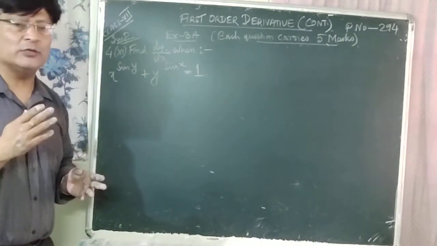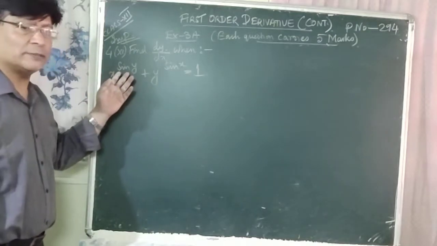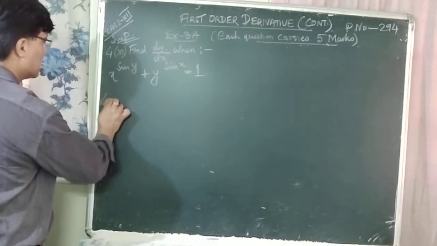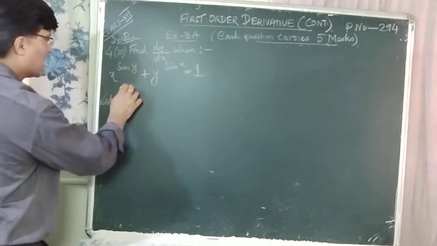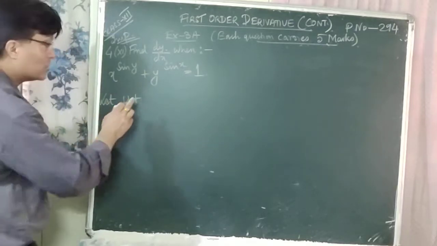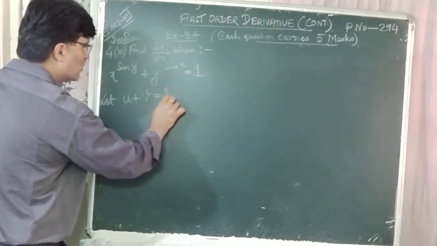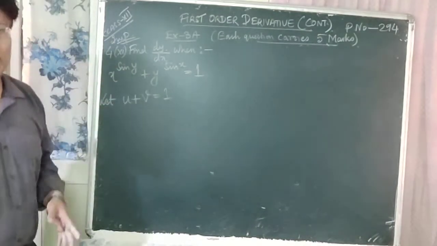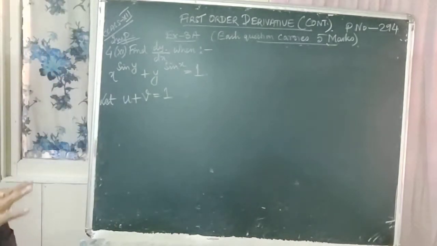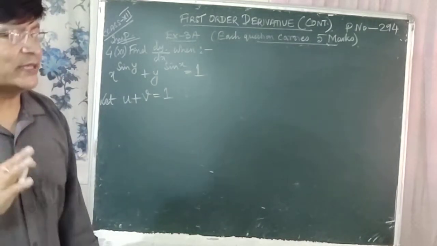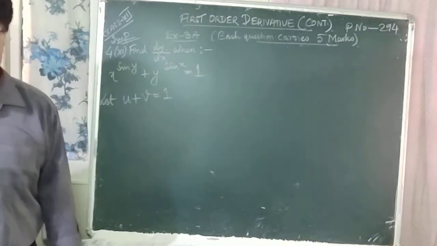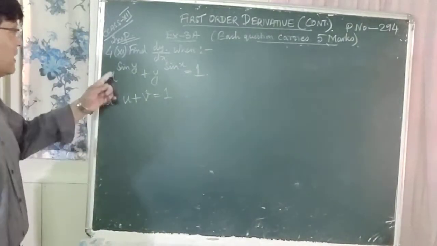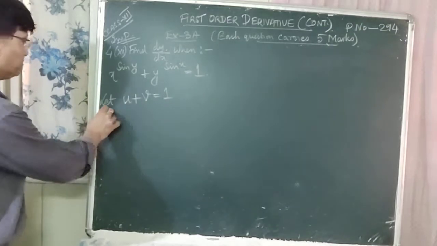So in this case you can use the UV method. Let us assume the first term as u and the second term as v. So let us write u plus v is equal to 1, where u is equal to x to the power sine y and v is equal to y to the power sine x. So both u and v are functions of x and y. So you have to differentiate both the sides with respect to x and get the value for dy by dx.